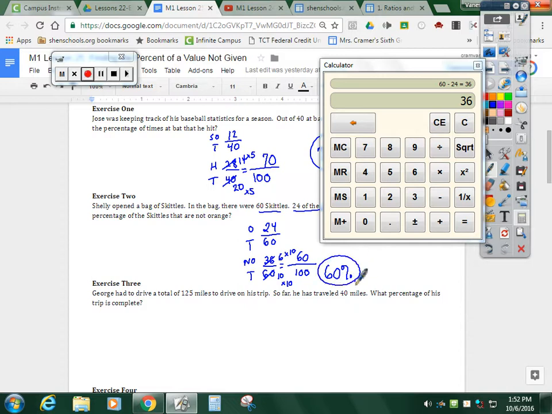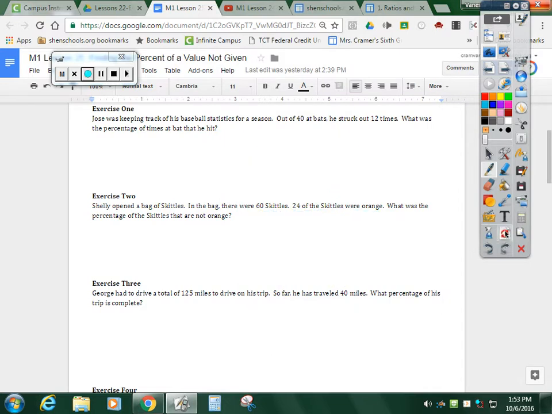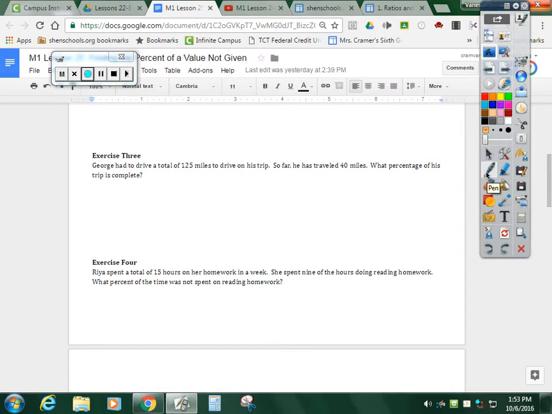60%. Okay, I think this is the last one I'll do. You know what? I'm actually going to do all the next two. I was going to only do one more, but if you really need help, watching these two might help you. Okay? George had to travel a total of 125 miles to drive on his trip. So far, he has traveled 40 miles. So 40 miles he's traveled so far to the total. I don't like when they're both T's and I don't know what they are, so I'll be more specific in my label. 40 traveled out of 125 miles, but I want to know what percent of his trip is complete.